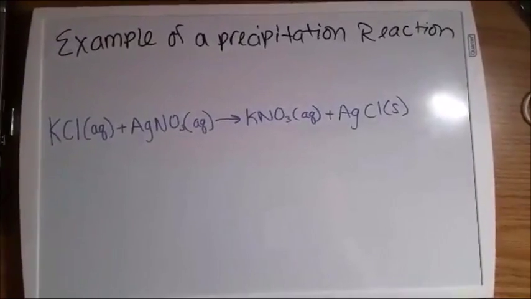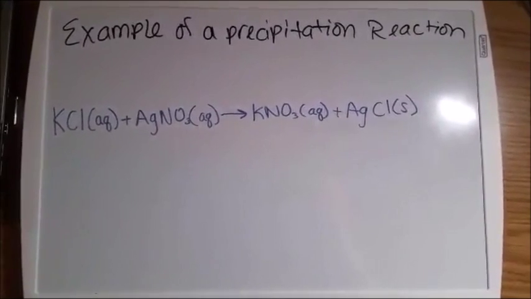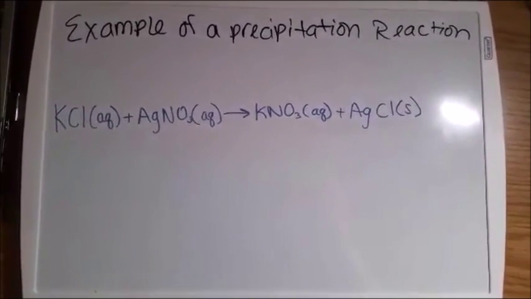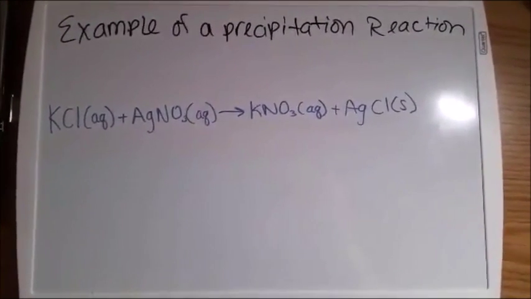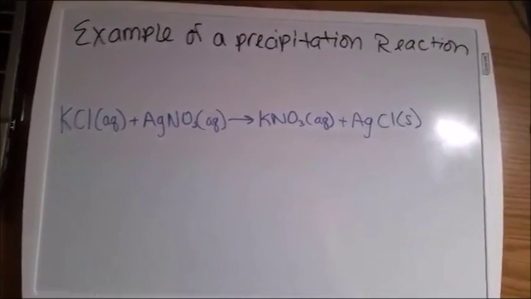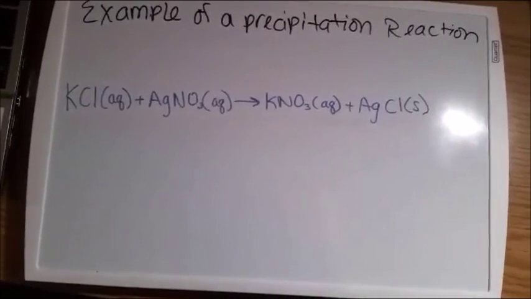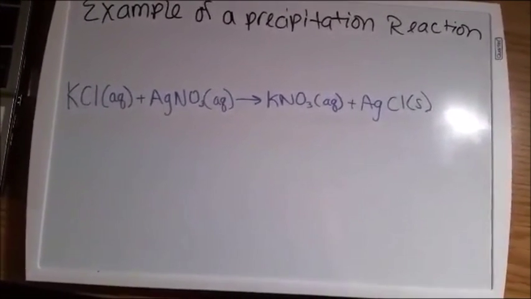This is an example of a precipitation reaction. Solutions of potassium chloride and silver nitrate are mixed, and silver chloride solid is formed. And you may ask yourself, what is going on here? So remember that the two solutions are ions dissolved in a solution, written as a chemical equation showing all ions like so.